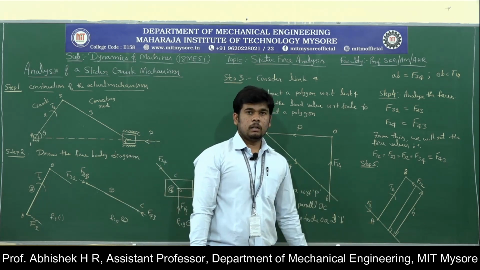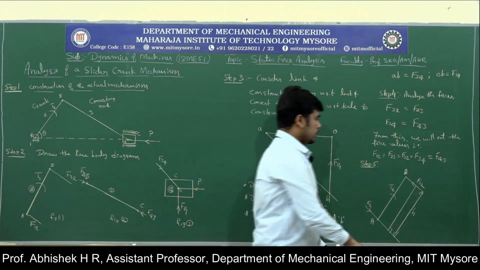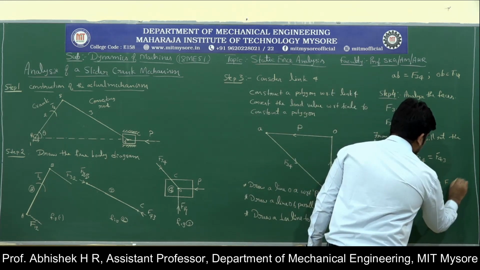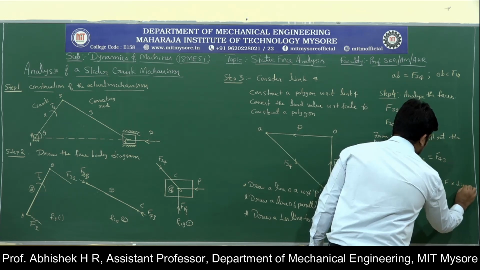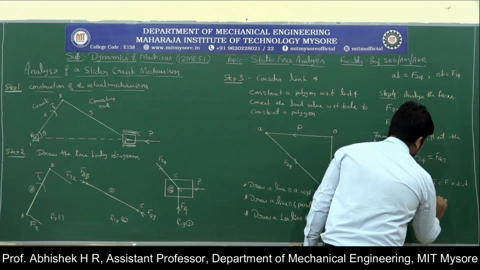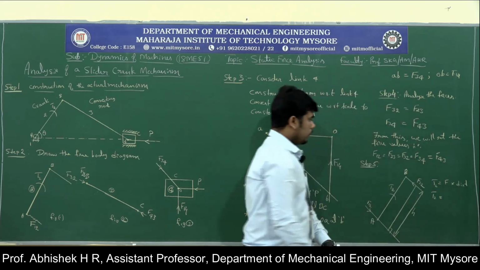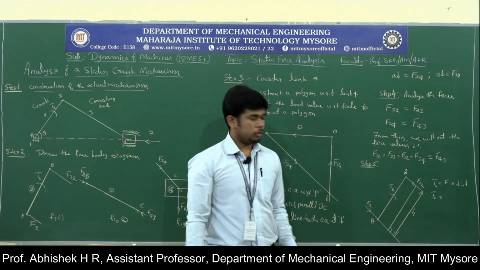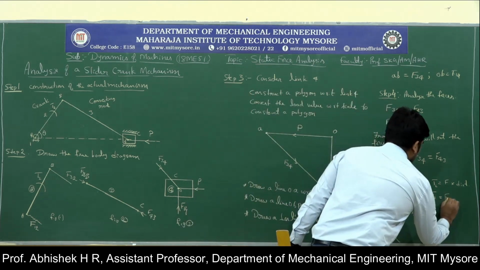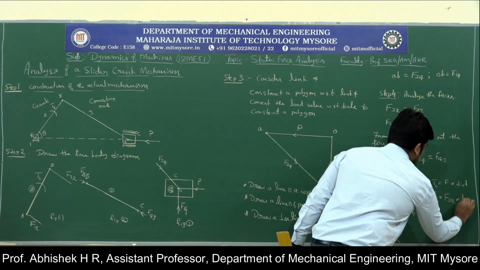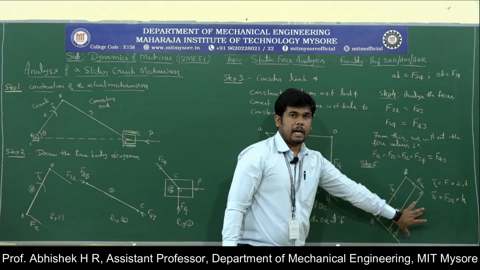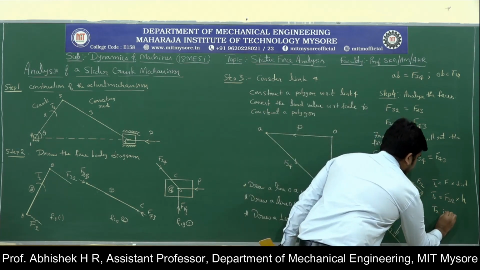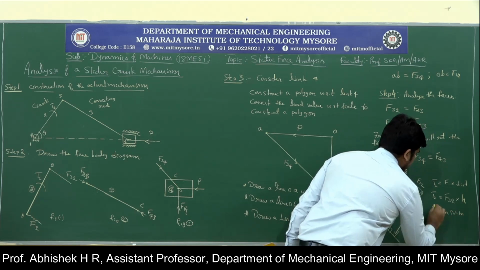So to find the torque value, T is equal to force into distance. So here T2 is equal to, what is the force here? F32. You can take any force, F32, F34, F43. So F32 into the height, the distance of the link height. So it will give the torque value in Newton meter.